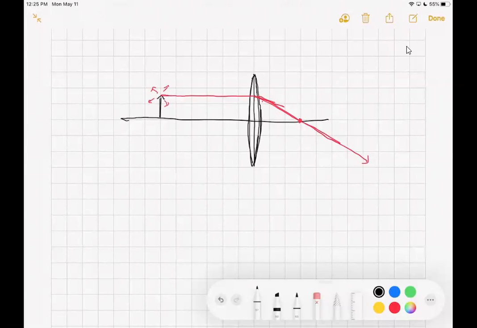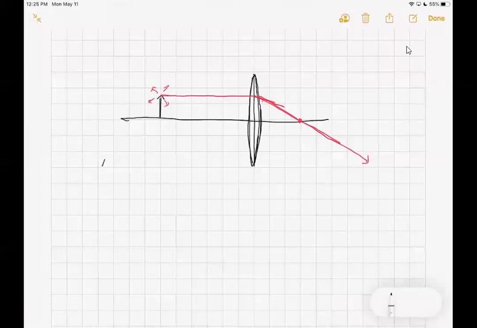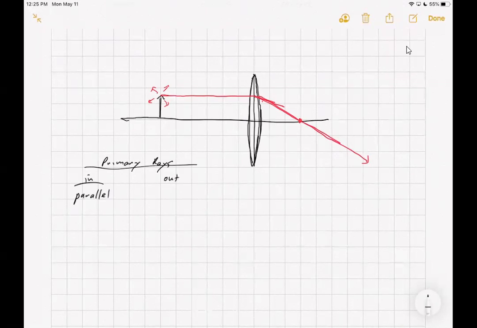Okay, so in terms of primary rays, remember right over here, we need to know what happens when it goes in and out. Light is going from all directions, but when it was coming in, it is going in parallel. It will go out through, I'm going to write the far focal point. We'll see why in a minute. Through far focal point. Okay, so that's ray number 1.